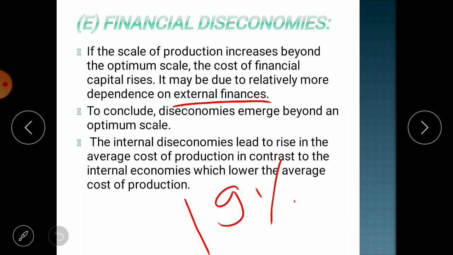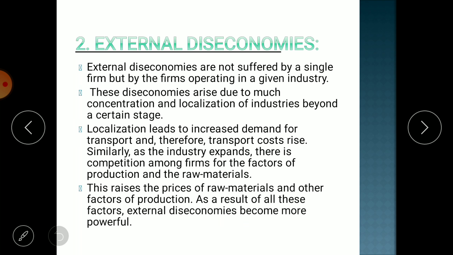To conclude, diseconomies emerge beyond an optimum scale. The internal diseconomies lead to a rise in the average cost of production, in contrast to the internal economies, which lower the average cost of production. I have just given you the example that if you ask for a second-time loan, your interest rate will increase and your financial cost will also increase.